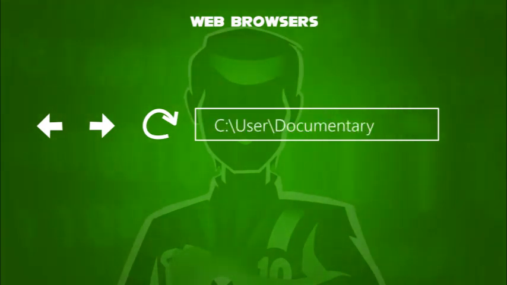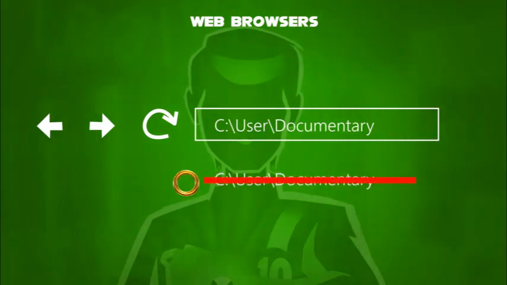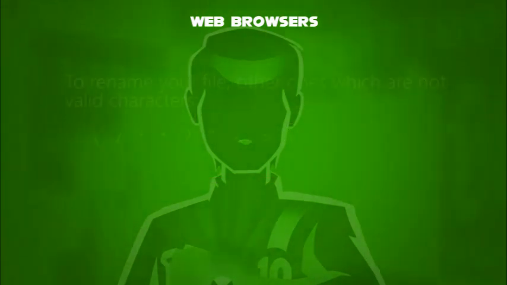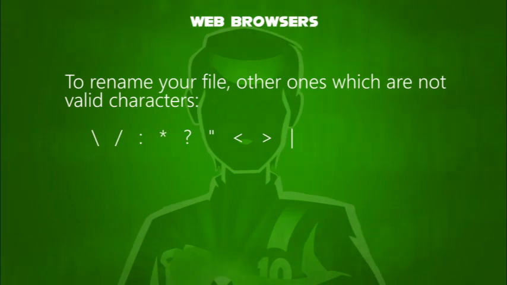If the directory appears to be invalid or its words are changed and misspelled, Windows will not be able to find it, since the navigation is not valid. But actually, you may like to rename your file. Other characters which are not included in the file name are slash, backslash, asterisk, question mark, quotation mark, less than, greater than, and vertical line. Otherwise the system gets confused.